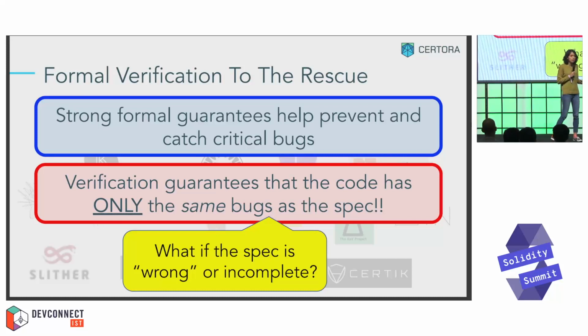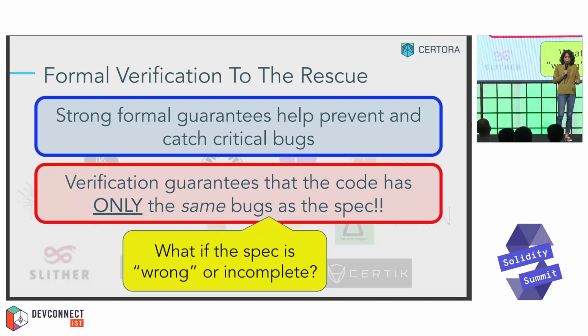Not only that, even if you are really careful and have thought about all the properties your code should satisfy, we are humans and we can make mistakes, so you might just have a little bug in your specification. And what does formal verification do in that situation? Well, it will just check that your code also has the same bug that you accidentally introduced in your spec.